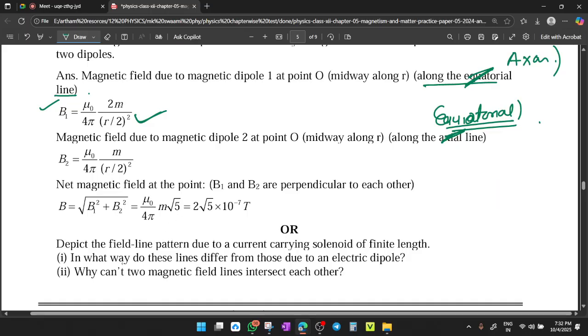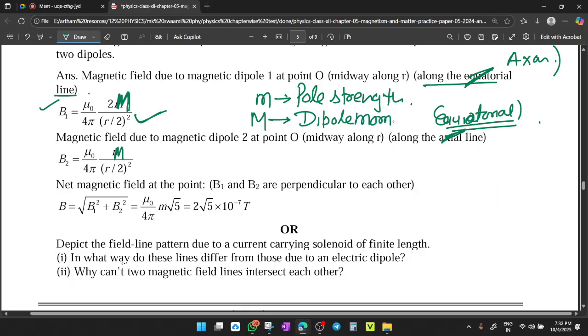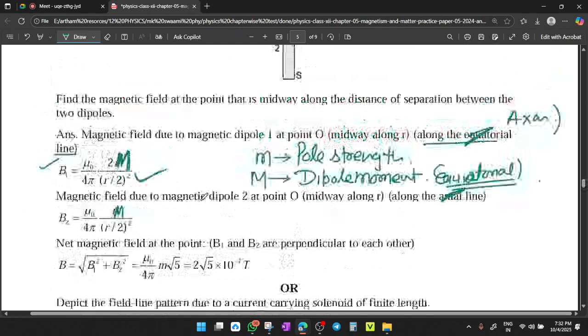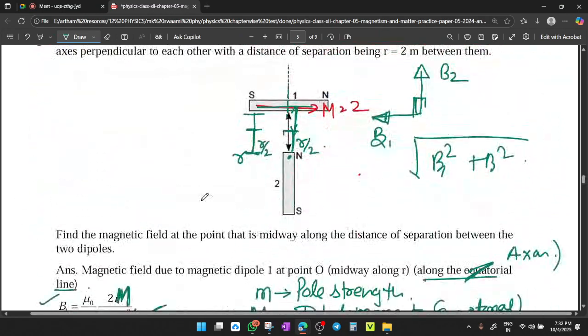Remember, in theory lectures I have taken magnetic dipole moment as capital M, so you should take it capital M. Okay. A small m refers to pole strength. Yes or no? And capital M is for dipole moment. Agree? Okay. So the net magnetic field at the point is given by the under root of B1 square plus B2 square. So this is the first question.